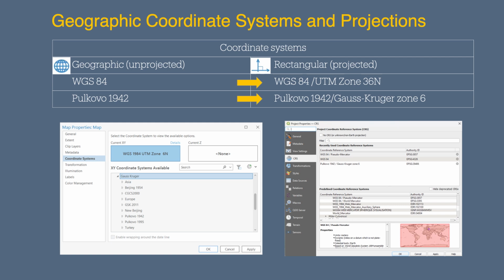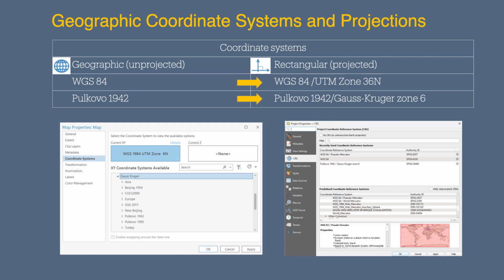Another important projection is UTM, or Universal Transverse Mercator, which divides the Earth into zones that are 6 degrees wide. Each zone has its own projection, allowing for more accurate mapping of small areas. UTM is often used in cartography and land measurements because it preserves size and distance within each zone.